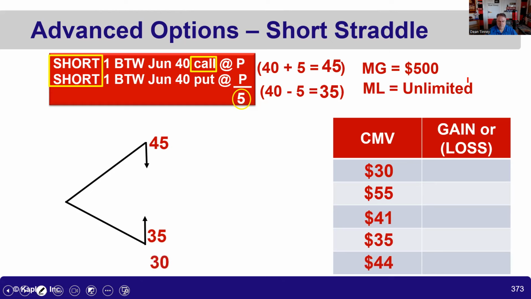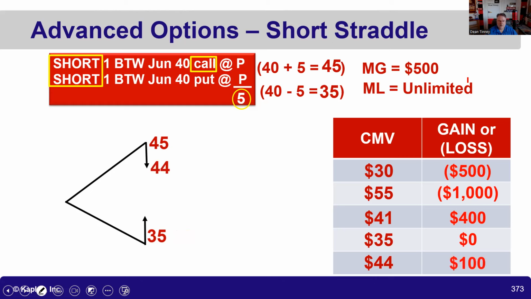So let's look at this. 30, 5 points outside the break even. That's a $500 loss. 55, 10 points outside the break even, $1,000 loss. 41, 4 points in. 35 is your break even. 44, 1 point within the break even. So there you go. We're illustrating this concept.